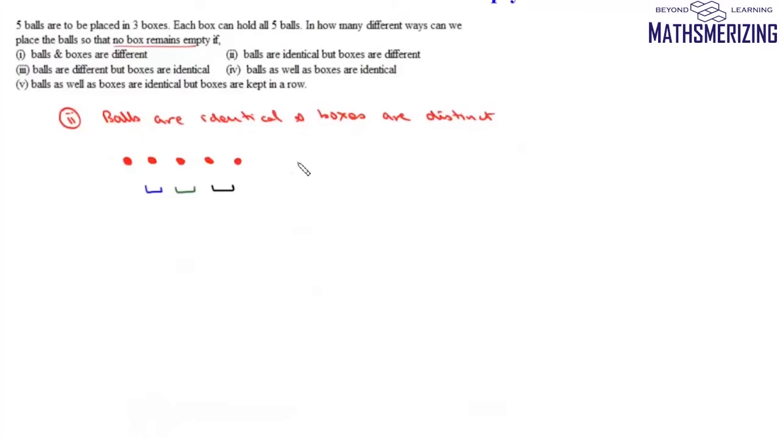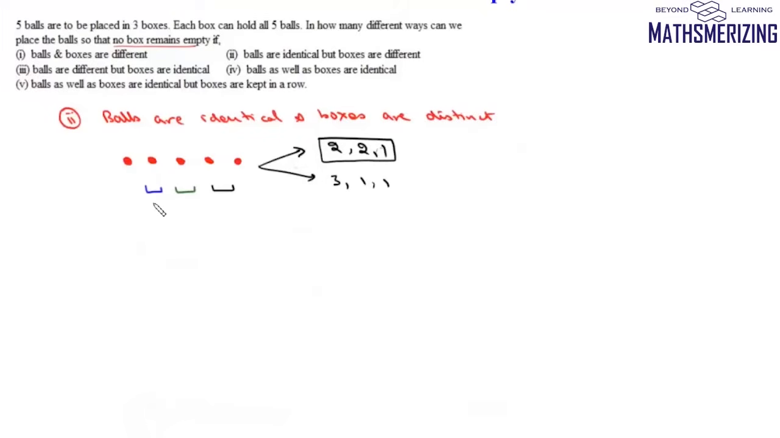In the first question we discussed how to distribute identical balls in identical boxes. It can be done in 2 ways: either we distribute them as 2, 2, 1, or as 3, 1, 1. Now once we have distributed these balls as 2, 2 and 1, since these 3 boxes are distinct, it matters which box has this one ball.